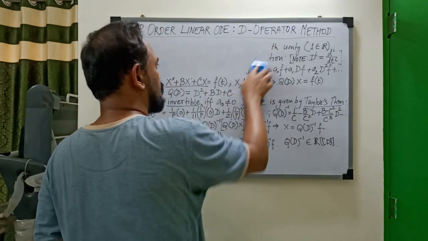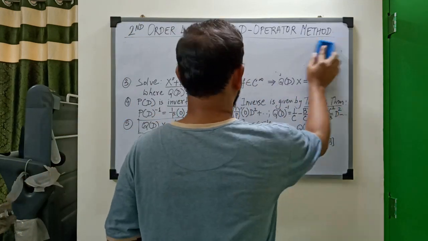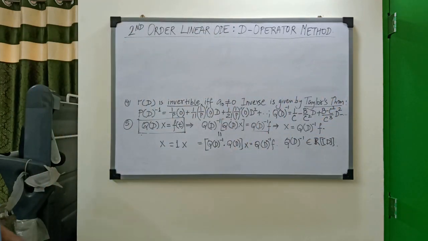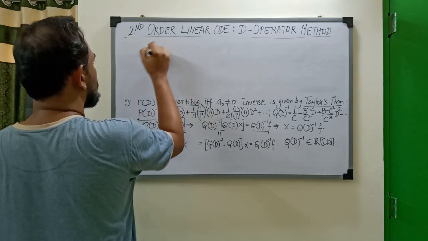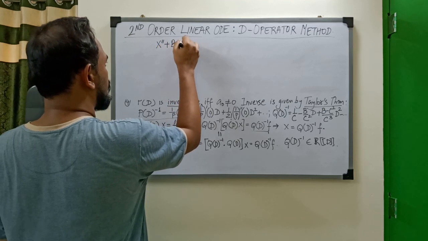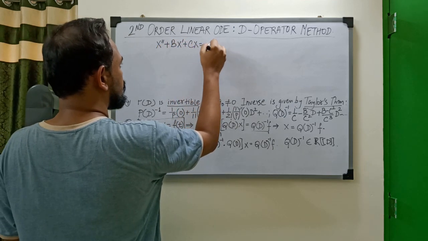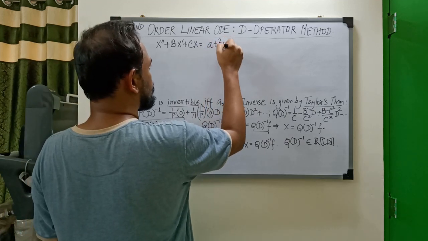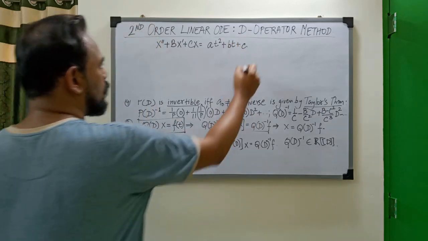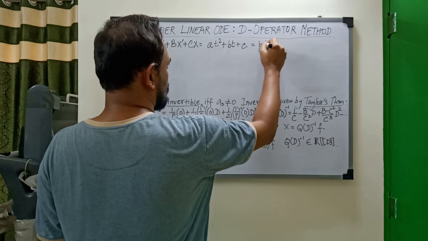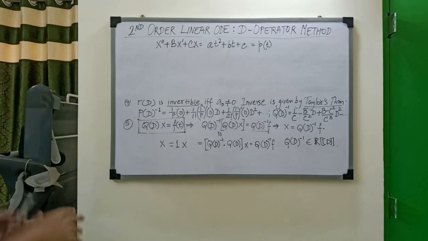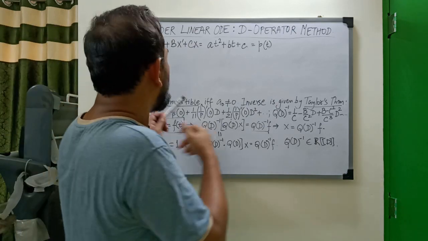We had given a problem in the assignment, and in fact I can just rub this out. One of the problems in the assignment was to solve this equation: x double prime plus bx prime plus cx equals some polynomial of degree 2, small a t square plus bt plus small c. I called it, I think, pt or capital P. I don't remember what the name was. So I had to solve this.